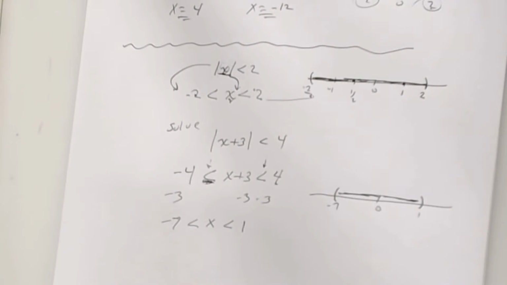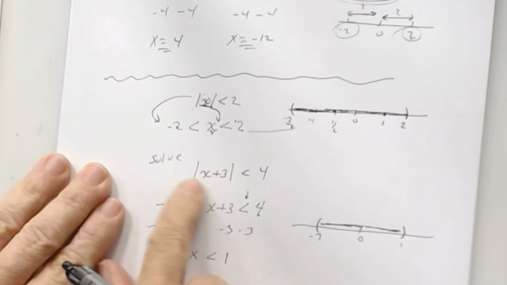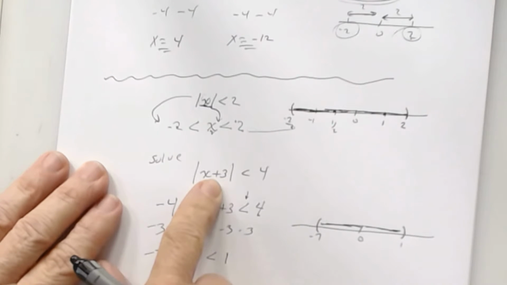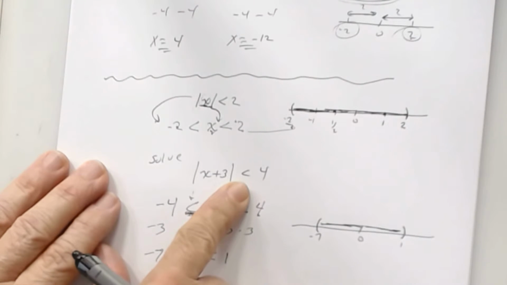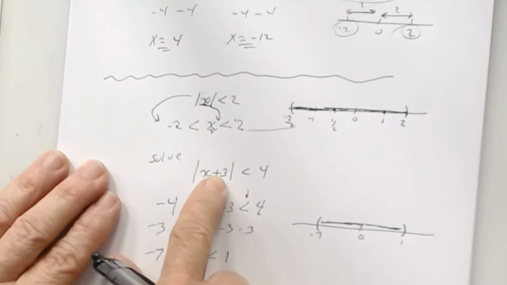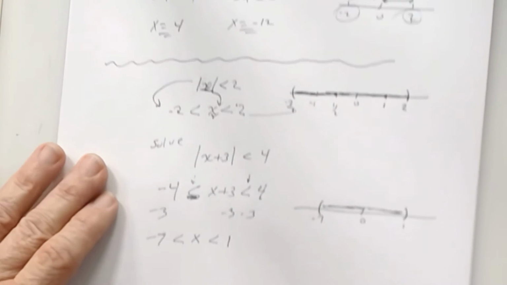Why isn't 2 a solution? It goes back to what we did earlier. Let's see why 2 is not a solution. 2 is not, right? Because it's not shaded. If I go back to the original absolute value inequality, what's 2 plus 3? 5. What's the absolute value of 5? 5. Is 5 less than 4? No. Let's see why -10 is not a solution. What's -10 plus 3? -7. What's the absolute value of -7? 7. Is 7 less than 4? No.